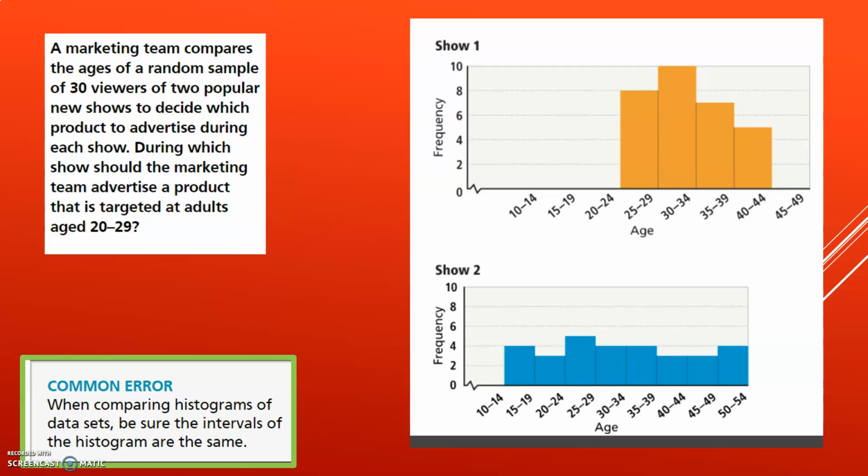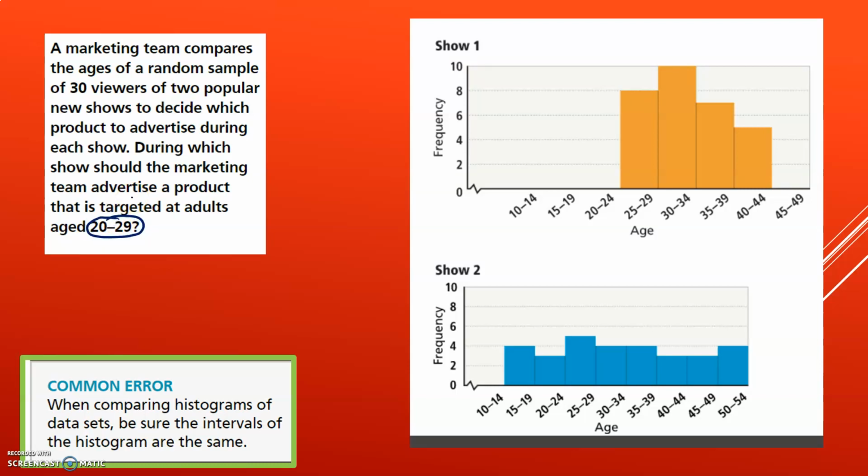So for today's lesson, we're just going to look at one example and ask two different questions about it. So you can see on the right-hand side, I have a histogram for show 1 and a histogram for show 2. The question on the left says, a marketing team compares the ages of a random sample of 30 viewers of two popular news shows to decide which product to advertise during each show. During which show should the marketing team advertise a product that is targeted to adults aged 20 to 29?